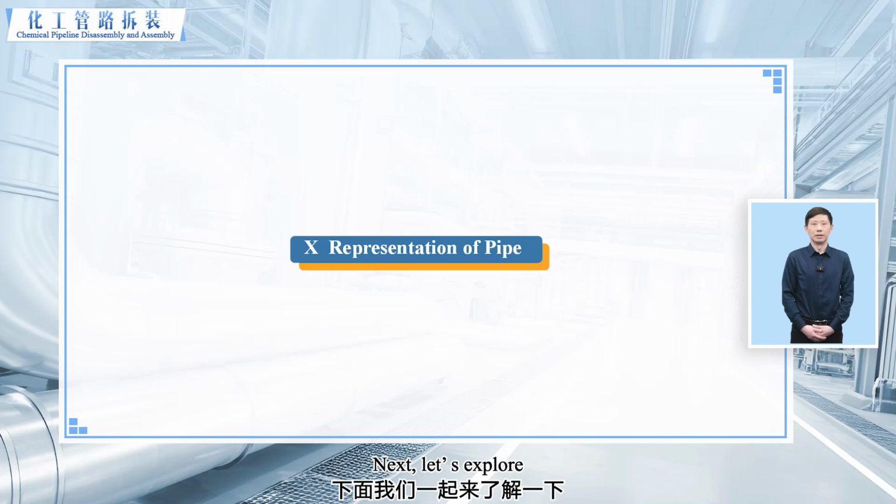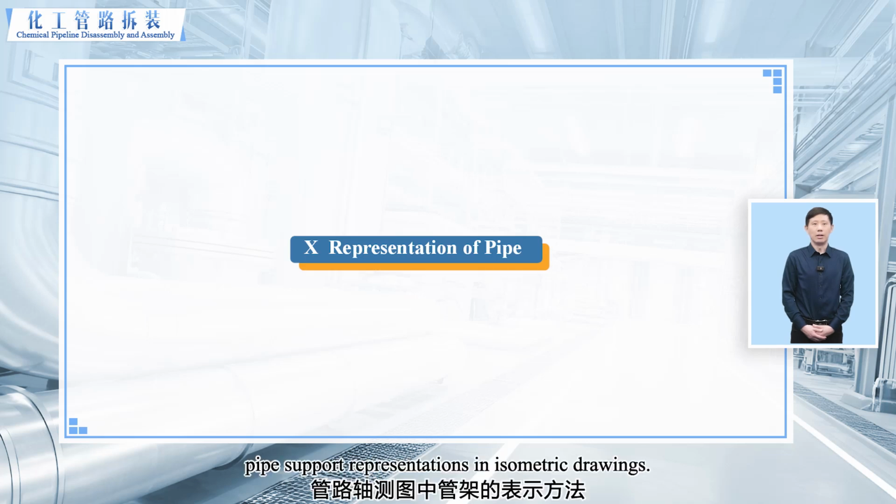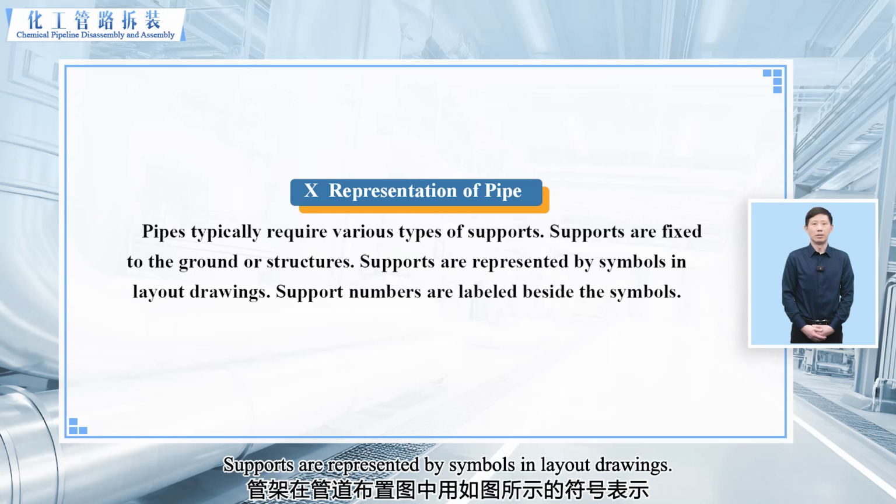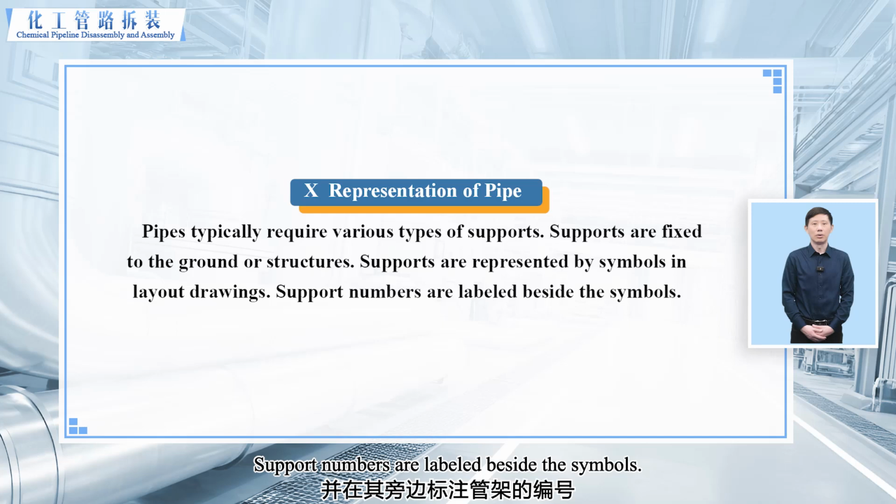Next, let's explore pipe support representations in isometric drawings. Pipes typically require various types of supports. Supports are fixed to the ground or structures. Supports are represented by symbols in layout drawings. Support numbers are labeled beside the symbols.